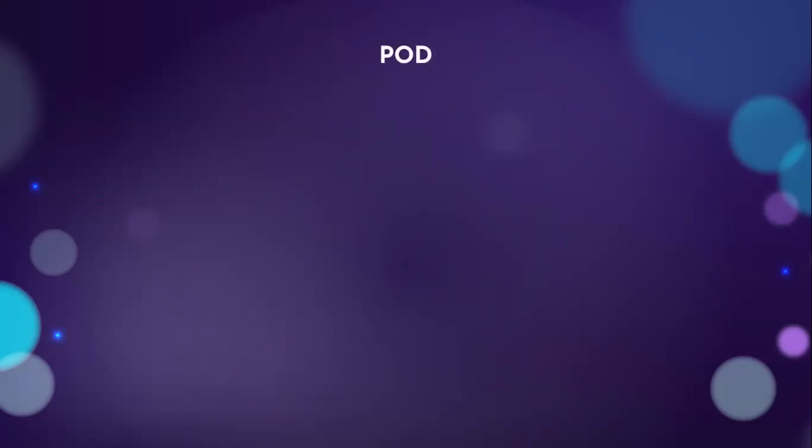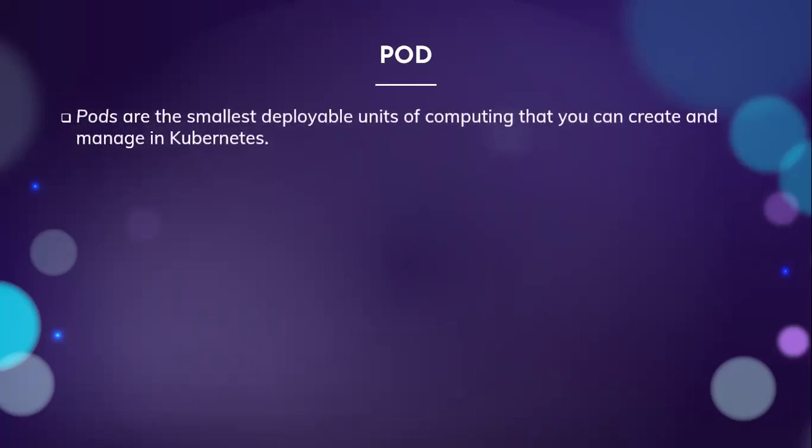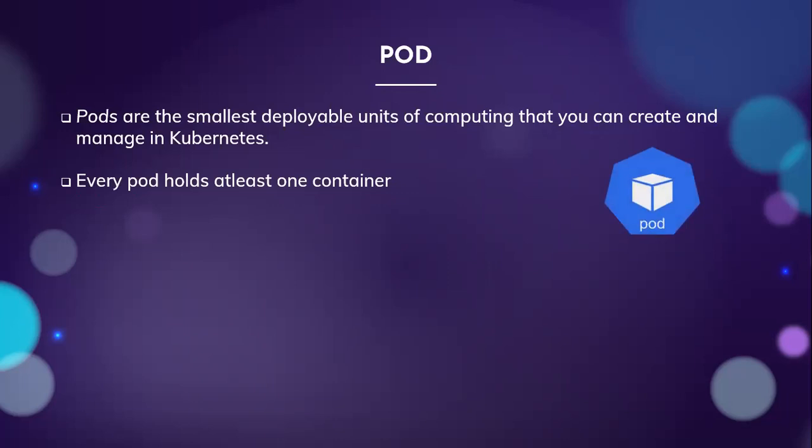Before we dive into service, let's discuss about pod. What is pod? Pod is one of the smallest deployable units when it comes to Kubernetes architecture. What do I mean when I say smallest deployable unit? Every pod mainly holds one container. It could be multi-container pod as well. So think of pod like a simple box which has a container.